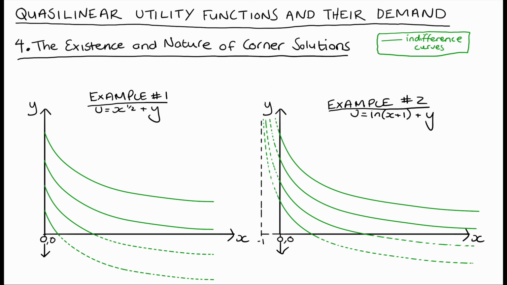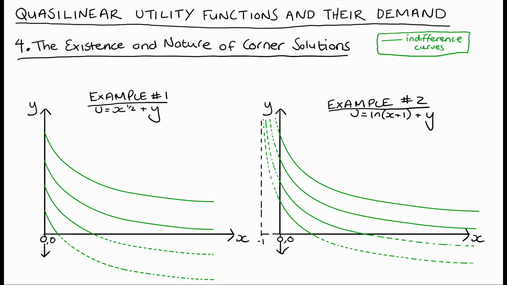I'm just going to motivate things visually to start with. So I have here drawings of our indifference curves for both of our examples. And I've used dotted lines for areas where x or y are negative because we can't consume a negative amount of x or y. But mathematically, our indifference curves may extend to these regions.